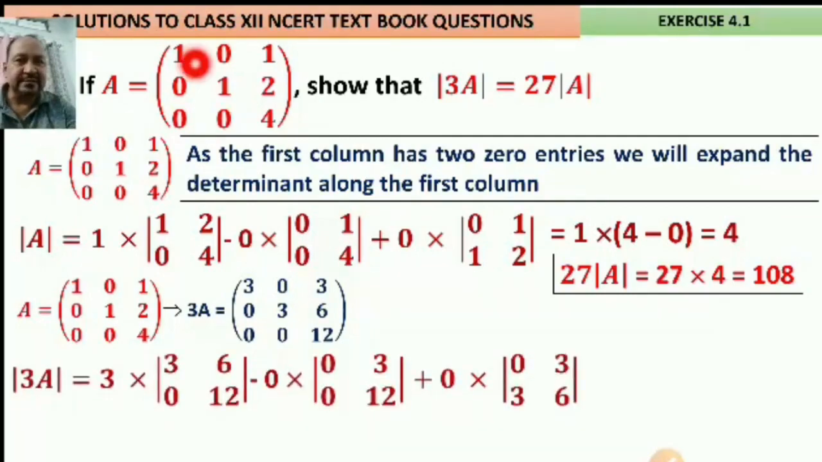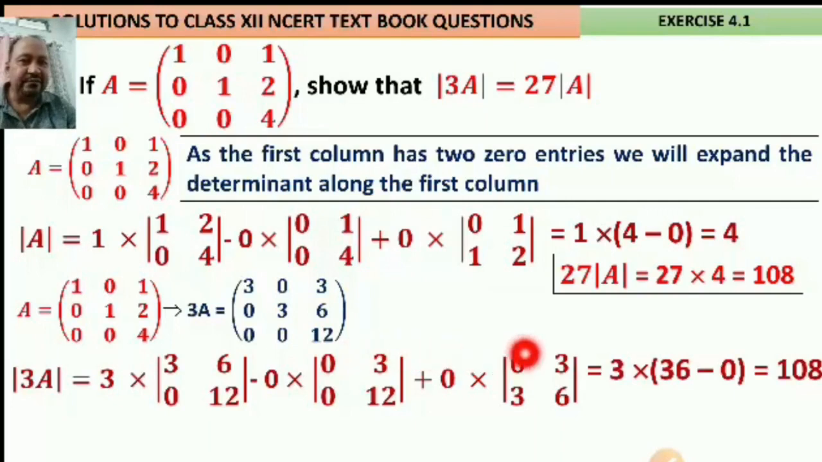This matrix is multiplied by a scalar quantity 3. So it becomes like this: 3A is 3 0 3, 0 3 6, 0 0 12. Now you can find the determinant of 3A by the procedure. The value of the left side of the expression is also 108.